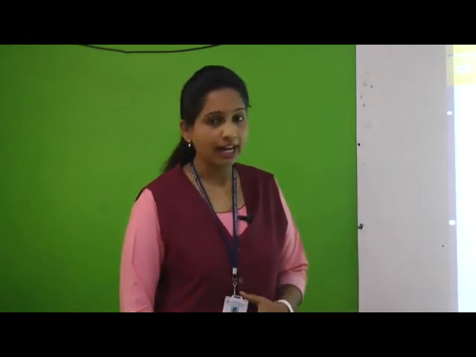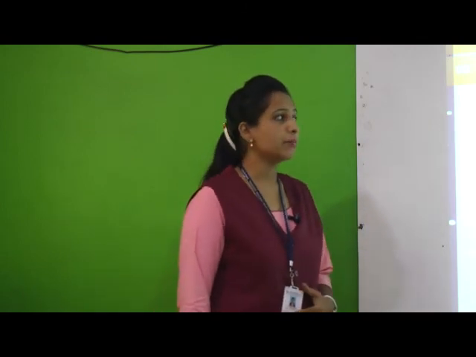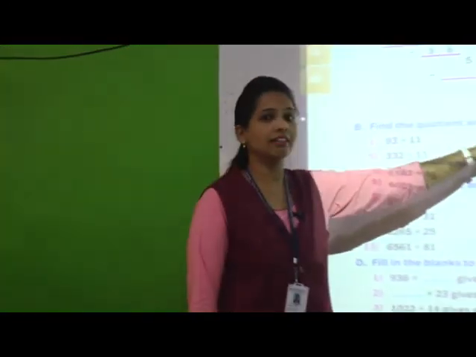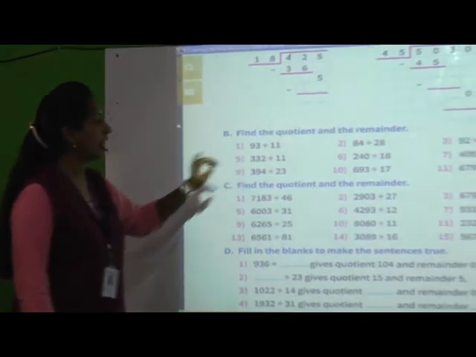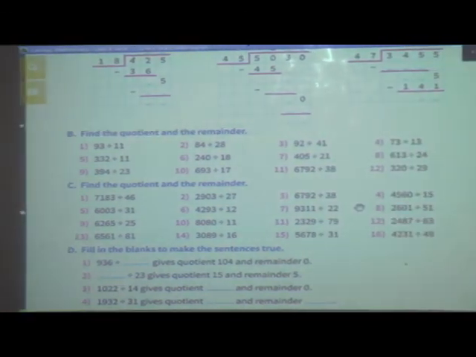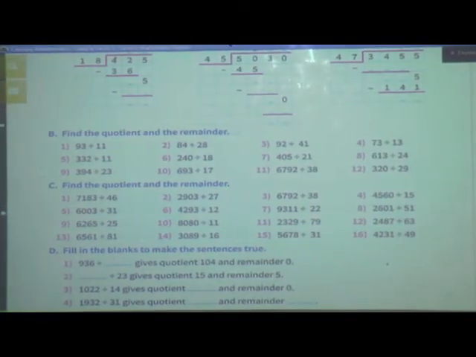So what we have studied in our last session? Yes, we have started our exercise 4.4. A question we have completed, B question we have started. What is the B question? Find the quotient and the remainder. In that I have solved the first one. Now we will solve some more sums from the B question. Let us solve one by one.